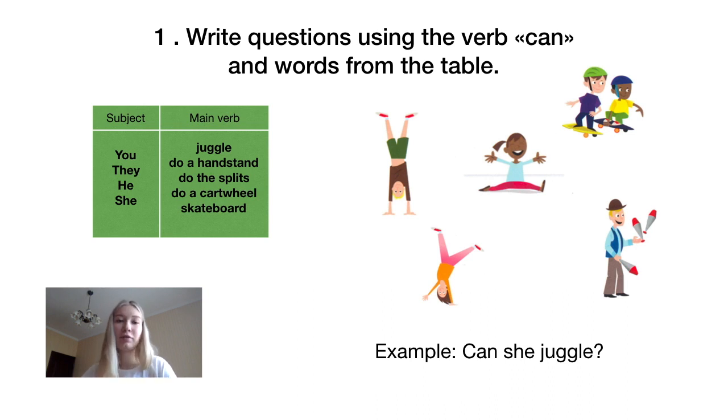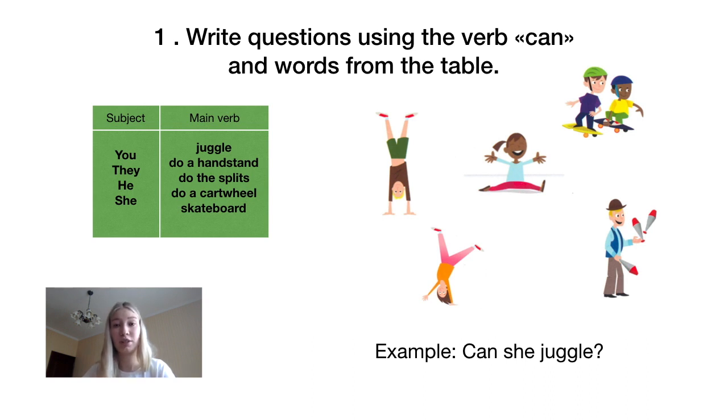Okay, and now let's have a look at this exercise. The task is to write questions using the verb can and words from the table. Задание очень простое. Нужно составить вопрос, используя глагол can и слова из таблицы. In this table you can see subject and main verb. Вы можете видеть подлежащее и смысловой глагол. And you can see an example for can she juggle? А умеет ли она жонглировать? Комбинация подлежащих и смысловых глаголов может быть любая, тут все ограничивается вашей фантазией.